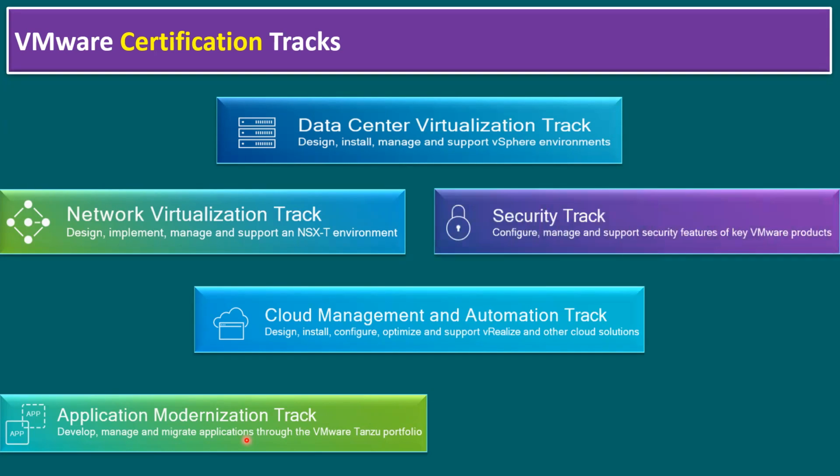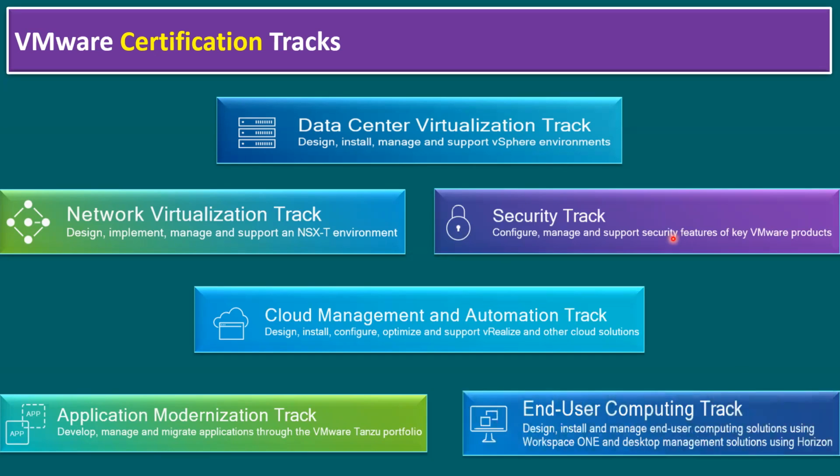Another important track is the security track. Wherever we have, within our data center, data center virtualization, network virtualization, CMA, and application modernization, one of the key components at the end of the day is that every organization maintains some security regulations. So within the security track, we should know some key concepts. One of the VMware products dedicated to security is VMware Carbon Black, and there are also some security features within our VMware solutions. So we should know about VMware key product security information, and how we can configure, manage, and support security features.